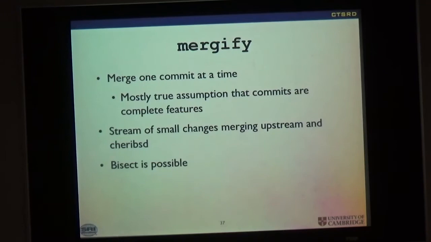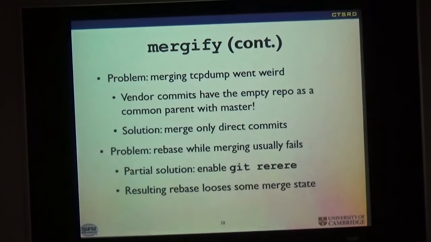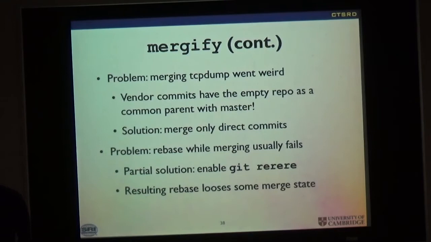It means that bisect is now practical. But it did require a fair bit of scripting. It's not the speediest thing in the world. So we used that, it worked for a bit, and then our merge of tcpdump went badly wrong. I had made quite a lot of changes to tcpdump. At the time, I think I had 5,000 lines of diffs, because I had made tcpdump into a hybrid capability program, protecting the buffer, and it also added a lot of parallelization.